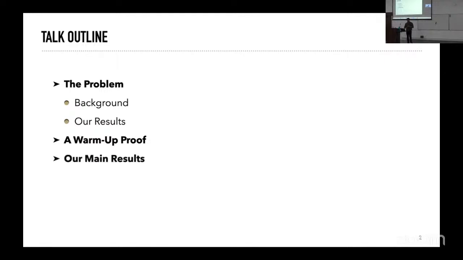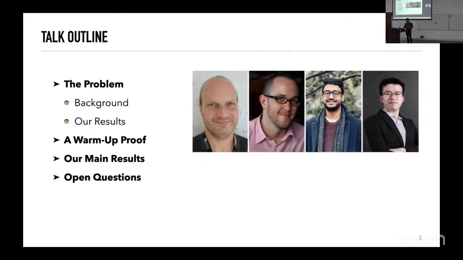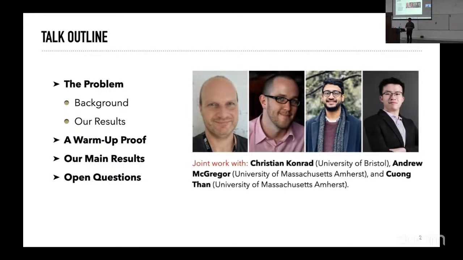And then once we do that, I will just go through a couple of the main results that we have and try to give you a sense of how we use the warm-up proof and similar results to get our bounds. And then I'll end with two open questions that have been bugging us ever since we have done this work. I should mention that this is joint work with 3 other co-authors. This is Christian on the left from Bristol, and then Andrew McGregor, who was my PhD co-advisor at UMass, and then on the right there is Kwong, who is a PhD student at UMass as well.